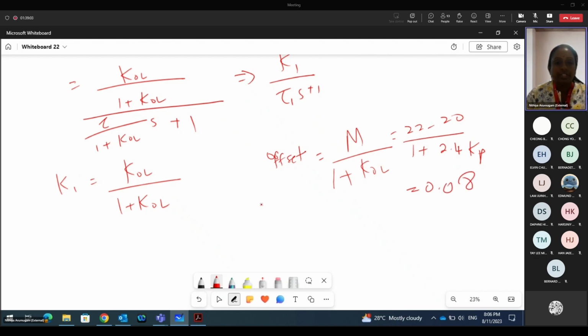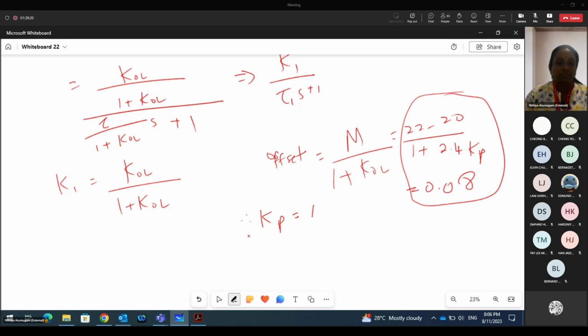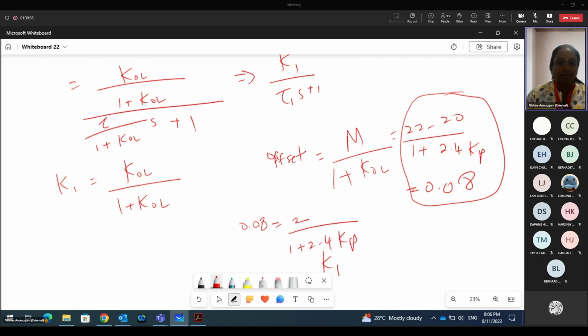With the offset, I can calculate my Kp. Solving this portion, I'll be getting 0.08 equals 2 over 1 plus 2.4 Kp. So from here, my Kp is equal to 10.